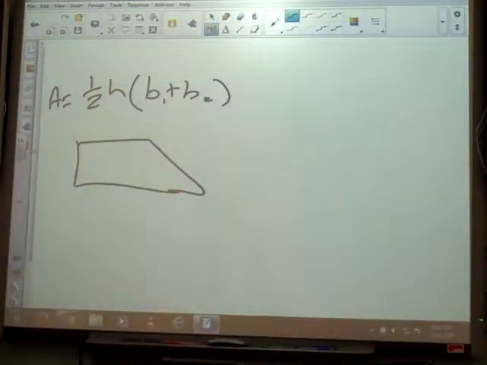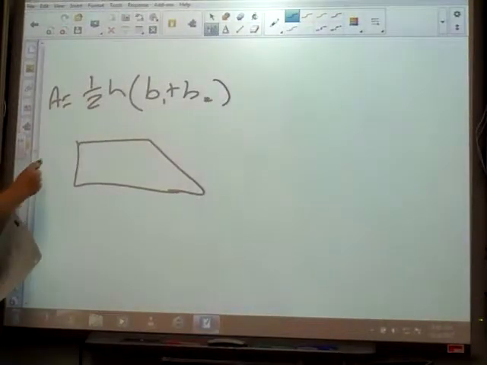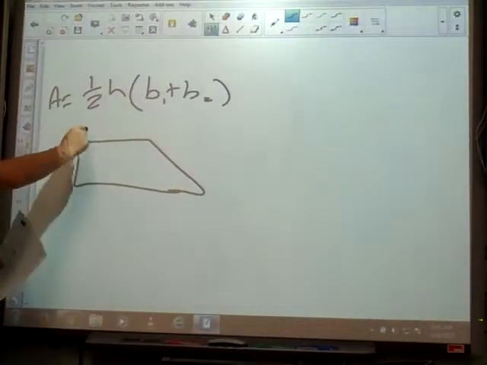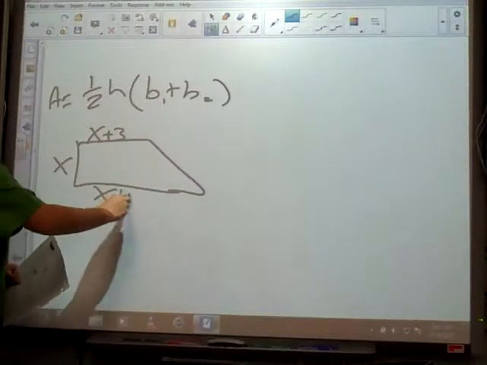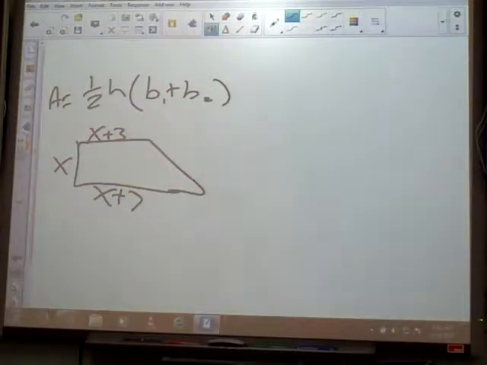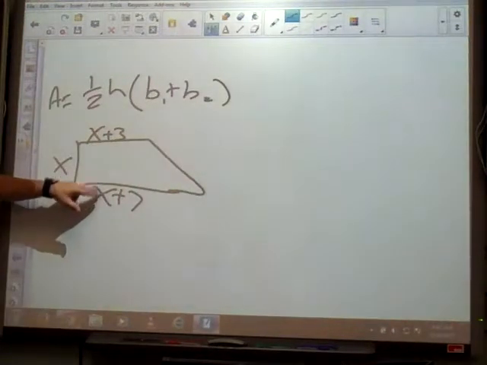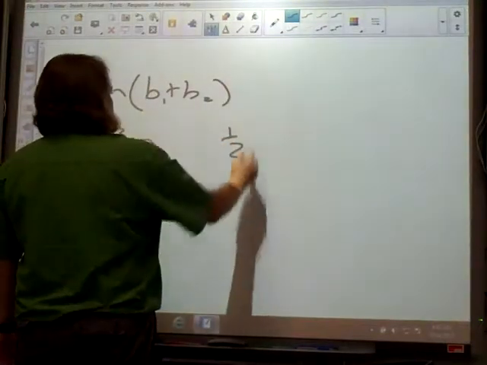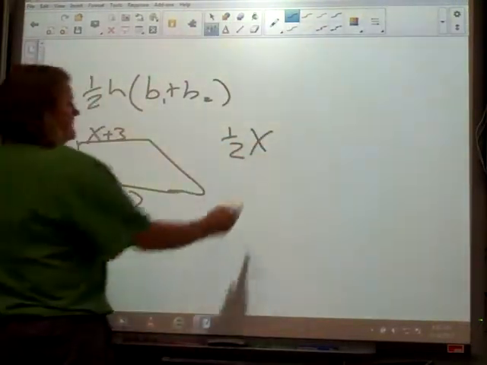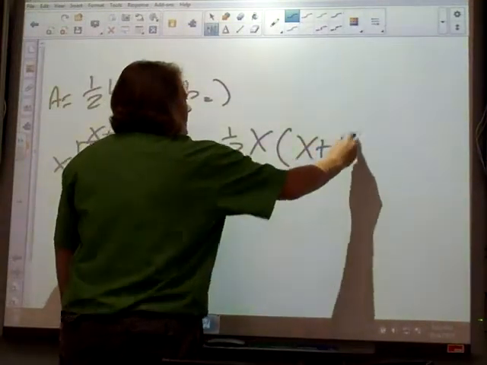She wants the shorter base to be 3 yards greater than the height. So I named my height X. So this one will be 3 more than that. Then she wants the longer base to be 7 more than the height. So 7 more than that. Total area of the flower garden is 150. What will the length of each base be? Okay, so first thing we have to do here is add our bases. So that's just combining like terms. That's 2x plus 10, right? So I'm going to have 1/2 times x, because that's my height, times x plus 10.